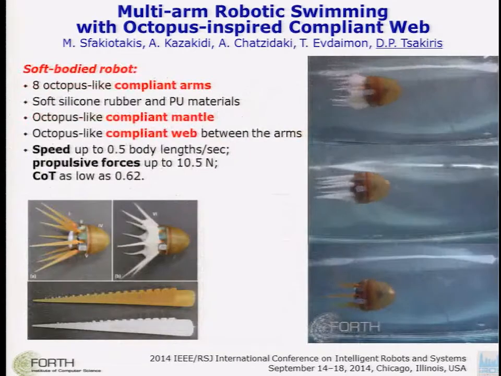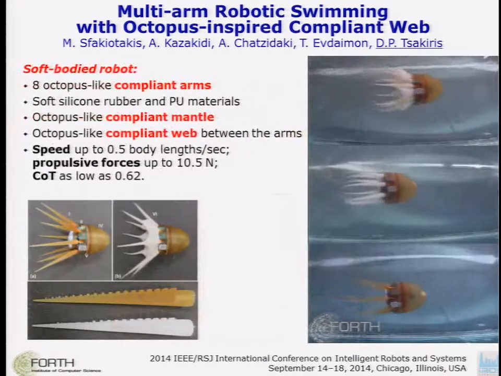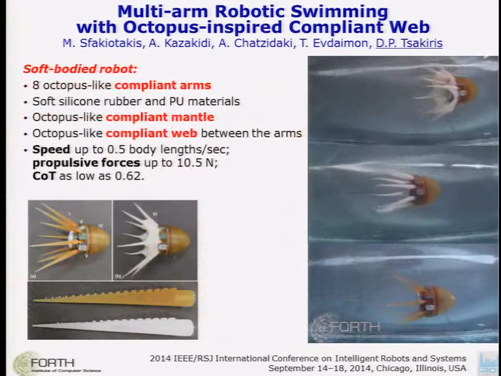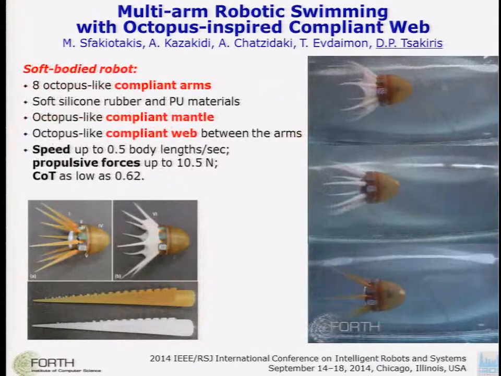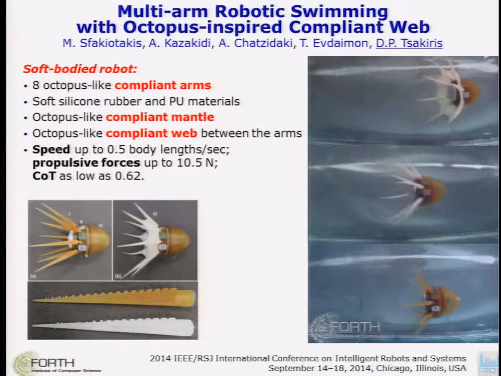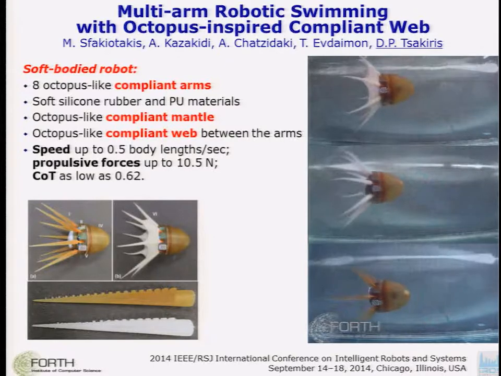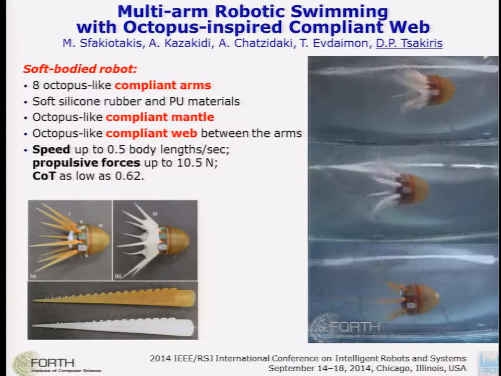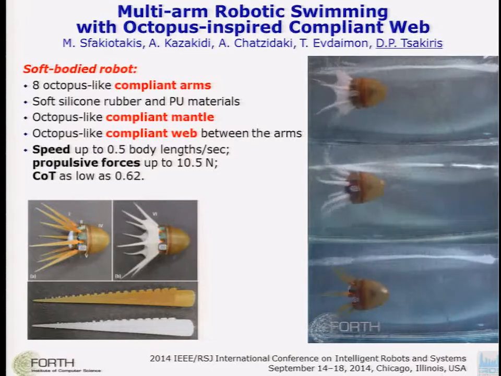The soft-bodied robotic prototypes that we developed are composed of 8 compliant arms and possibly a compliant membrane, which is called web, between the arms. On the left, we see the morphology of the body parts. In the video, we see a race.